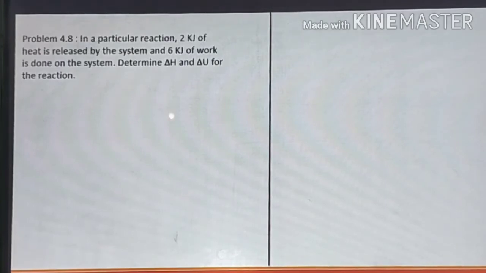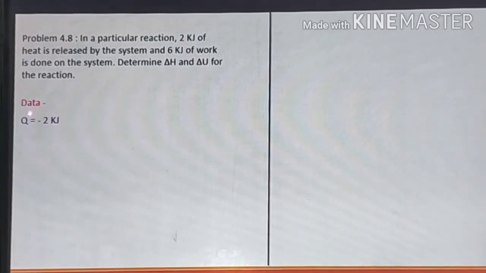The next problem says that in a particular reaction, 2 kilojoules of heat is released by the system and 6 kilojoules of work is done on the system. Determine delta H and delta U for the reaction. In this problem, they have not given us any reaction. See the words, heat is released by the system. See the words, work is done on the system.